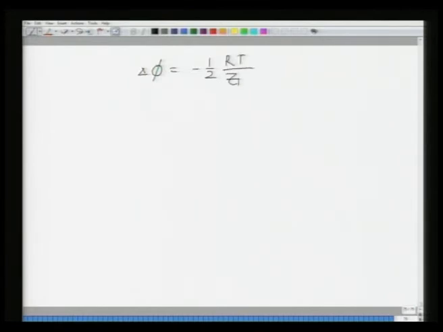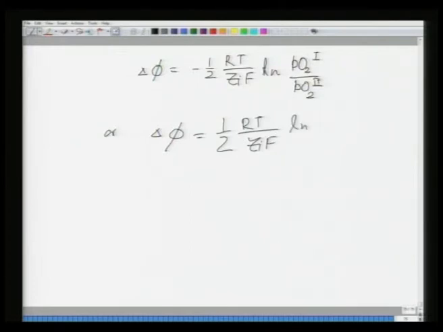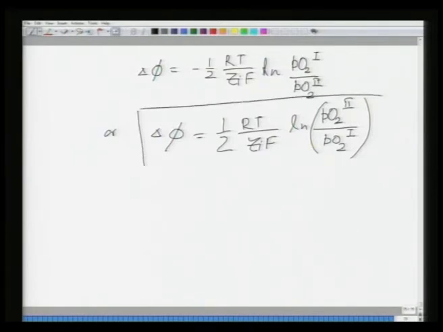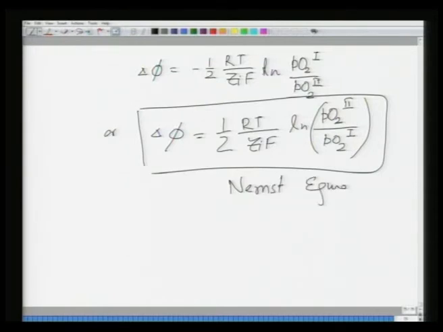or delta phi has become equal to minus half RT divided by Zi F ln of PO2 1 divided by PO2 2, or delta phi is equal to half RT divided by Zi F ln PO2 2 divided by PO2 1. So, this is what is famously called the Nernst equation of electrochemical equilibrium.